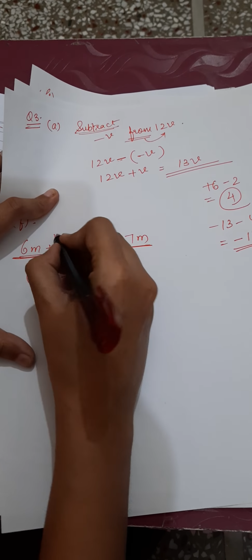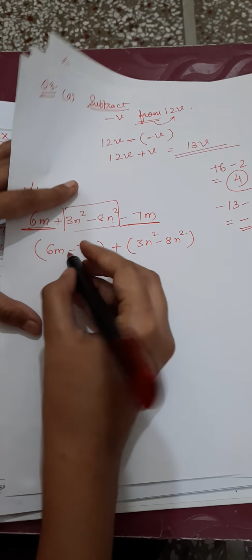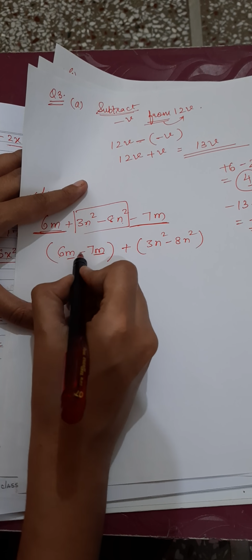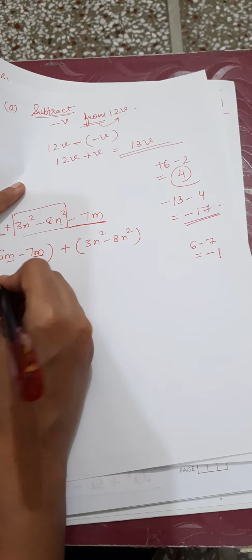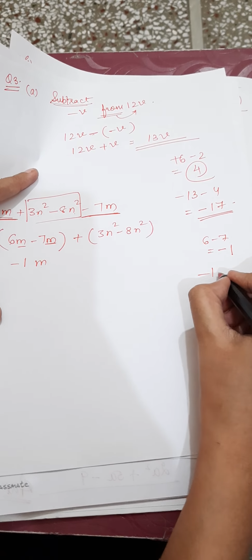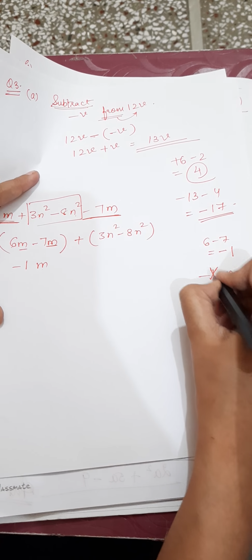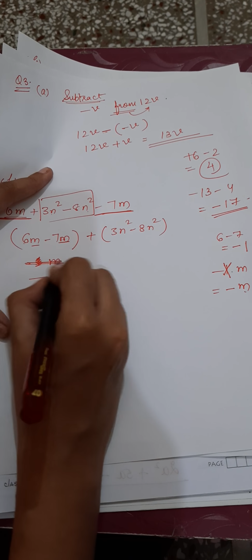Now I am going to group this n square variables, 3n square minus 8n square together. Now m is there, so the answer will also come in m. 6 minus 7. What is 6 minus 7? Minus 1. And minus 1 into m we are writing as minus m, because coefficient 1 we are never writing. So this I am going to write as minus m.